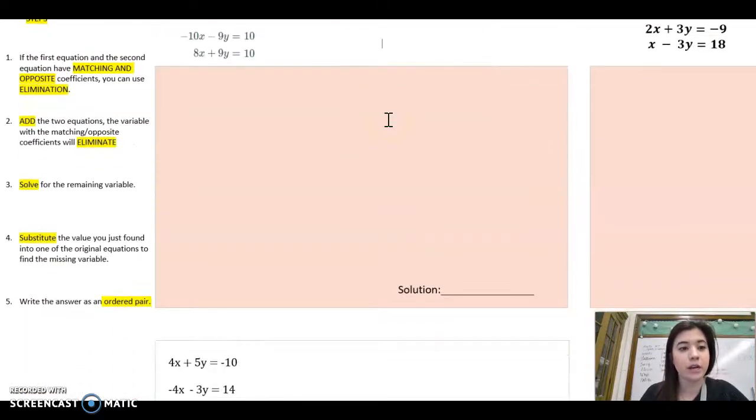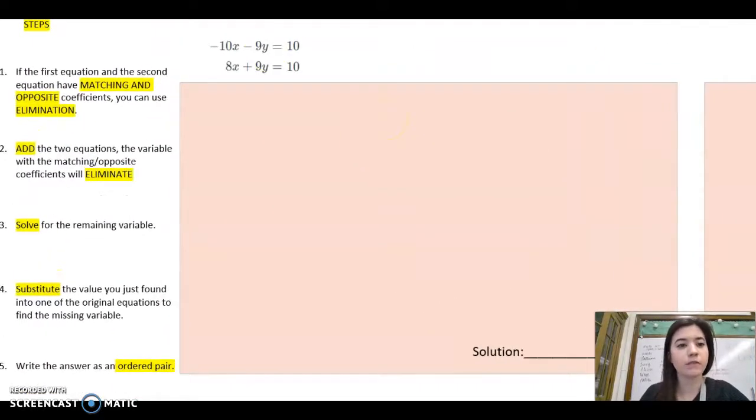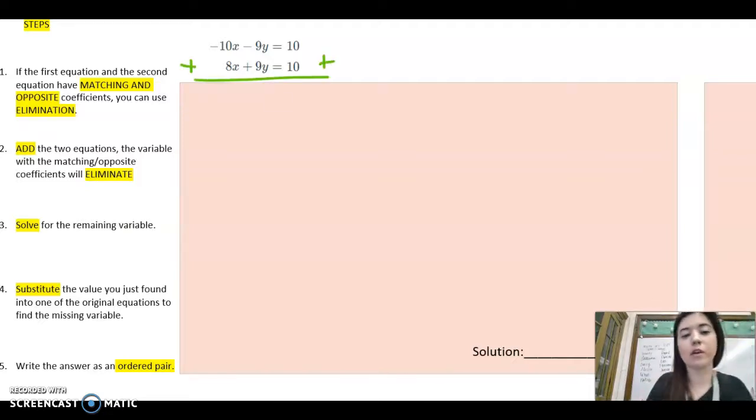I'm going to move on to the elimination problem here. So we have negative 10x minus 9y equals 10, and 8x plus 9y equals 10. Okay. Elimination, that means we are adding our two equations together, and we are going to look to see if any of these cancel. Remember, if they don't cancel, we have to multiply, but we have negative 10 and 8, and negative 9 and positive 9. Oh, there are my equal opposites. They're the same number, but opposite signs. Those are going to equal 0 and cancel out.